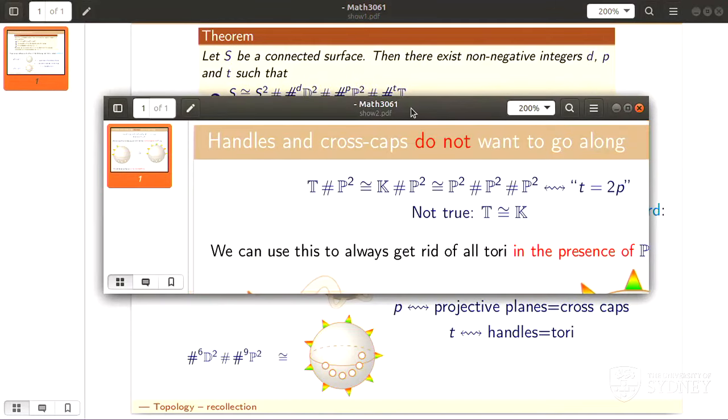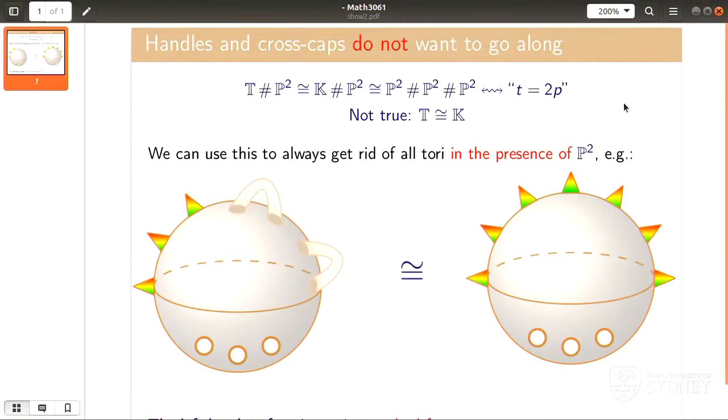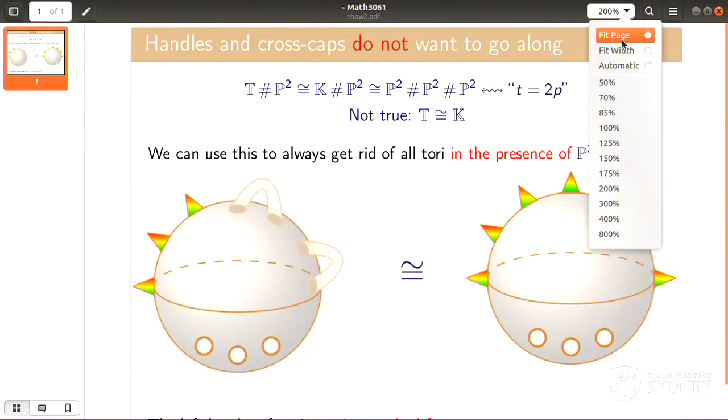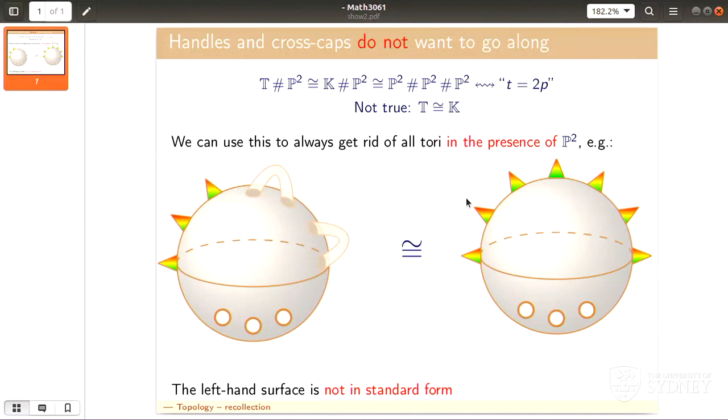Let me pull this up again because somehow it's a bit confusing. The left-hand side is not in standard form because there are handles and projective planes. As soon as you have both together, you can take the torus and replace it by two copies of the projective plane. So you always have this equation that t equals 2p. I called this last time that the projective plane dominates everything. As soon as you have one of them, it will eat up everything.